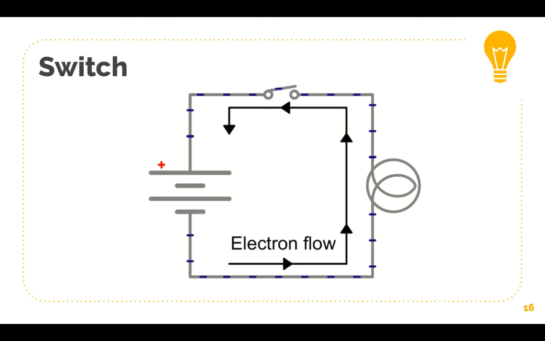So just in this kind of example here, you see when the switch is closed that the electrons can flow throughout the circuit, but when the switch is open, everything stops. When the switch is closed, the light turns on. When the switch is open, the light turns off.